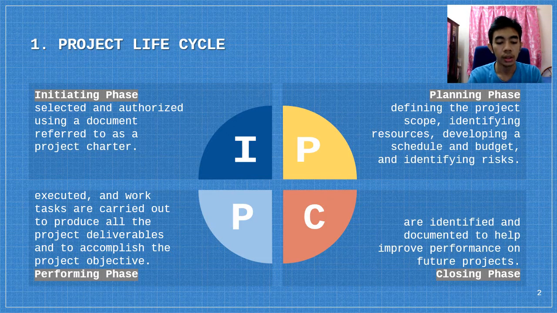Initiating phase. In the initiating phase, projects are identified and selected and then authorized using a document referred to as a project charter. The first phase of the project life cycle involves the identification of a need, problem, or opportunity, and can result in the sponsor authorizing a project to address the identified needs or solve the problems. It may take several months to identify the needs, gather data, and define the project objective. It is very important to define the right need.